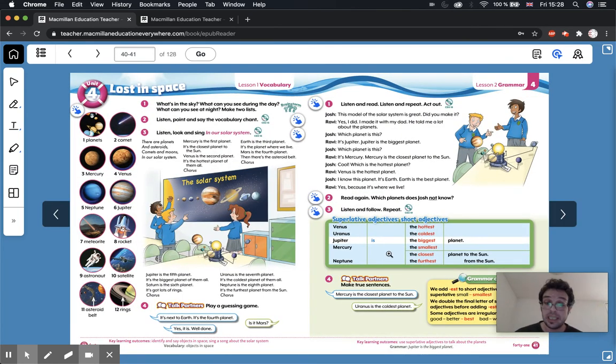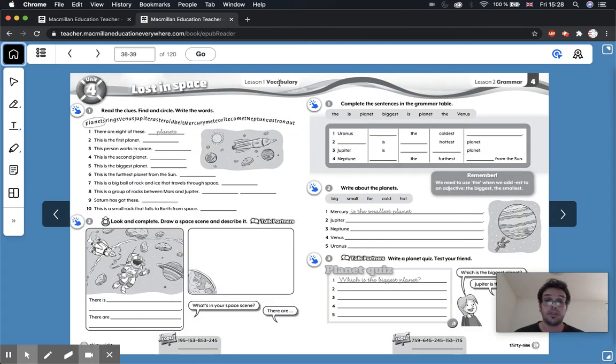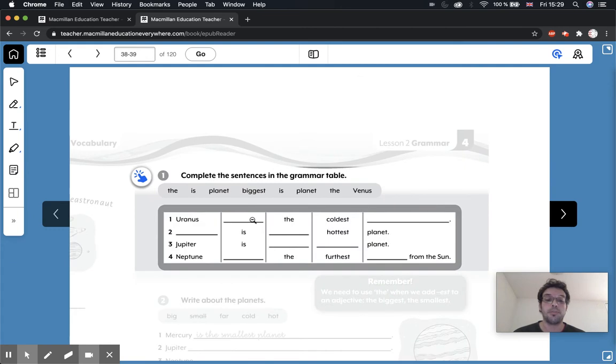Let's go to the activity book. Vamos al activity book. Okay? And we're going to go to page 39. Página 39. Page 39. Okay, so that's Unit 4, Lesson 2, grammar. Okay. Now, we're going to do exercises 1 and 2, okay? And we're going to do them all together. Let's have a look at exercise 1.